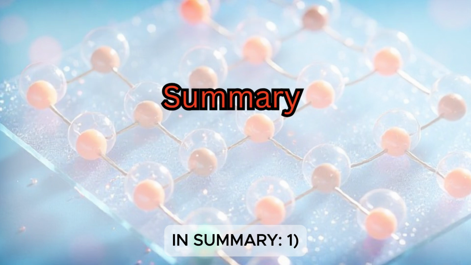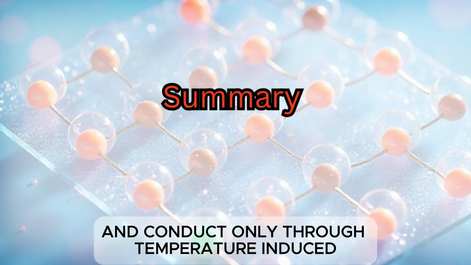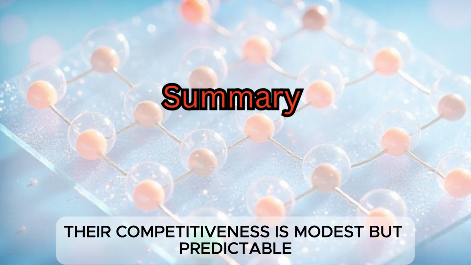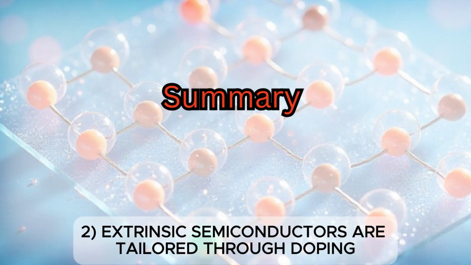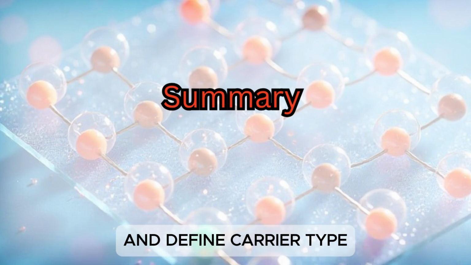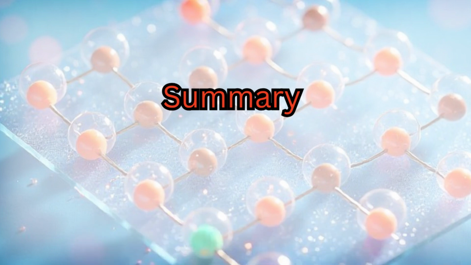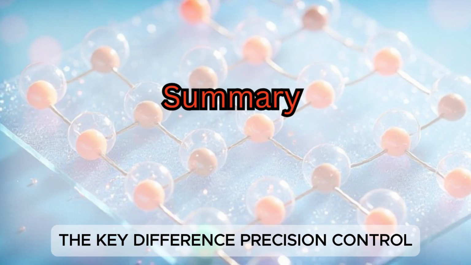In summary, 1. Intrinsic semiconductors are pure and conduct only through temperature-induced carrier generation. Their conductivity is modest, but predictable. 2. Extrinsic semiconductors are tailored through doping to dramatically boost conductivity and define carrier type, enabling nearly every modern electronic device. The key difference: precision control.